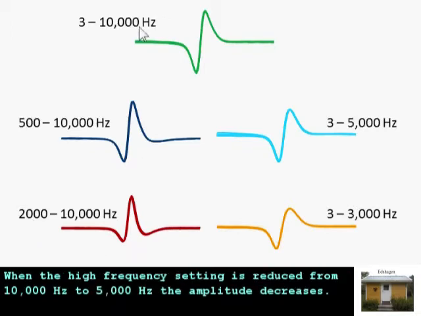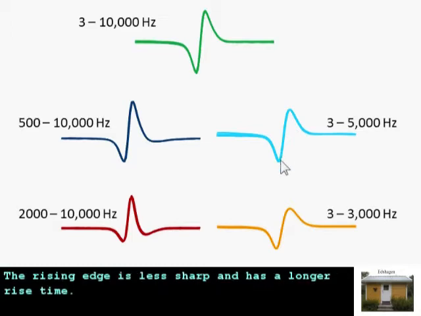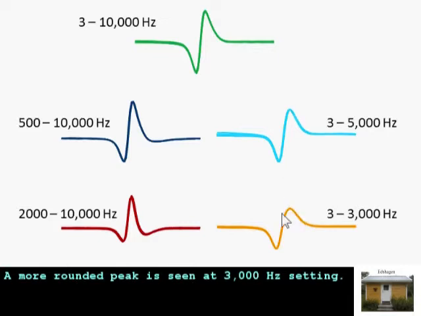When the high frequency setting is reduced from 10,000 Hz to 5000 Hz, the amplitude decreases. The rising edge is less sharp and has a longer rise time. A more rounded peak is seen at 3000 Hz setting.